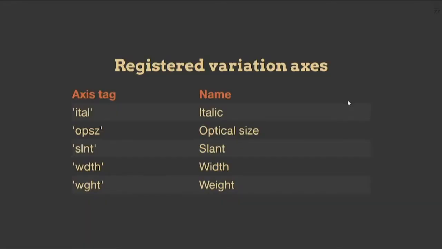So there are 5 registered axes of variation. There's italics, which is basically on-off. It's like, is this italic or not? Optical size. If you have some text that's huge, it can be quite ornate and tricky and have a big range of thick and thin within the same glyph. But as that gets smaller and smaller and smaller, it tends to be simplified out.